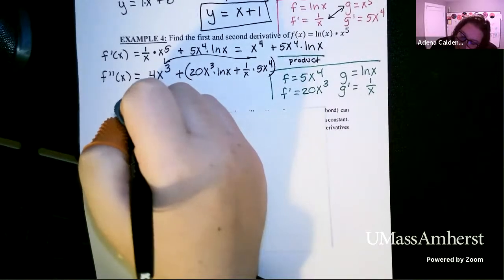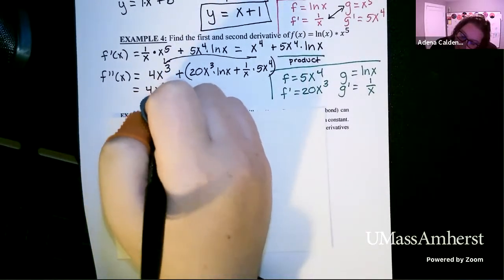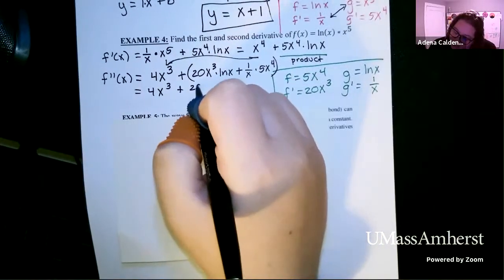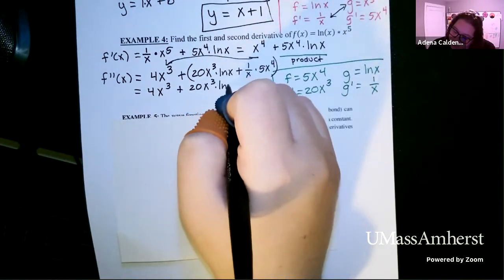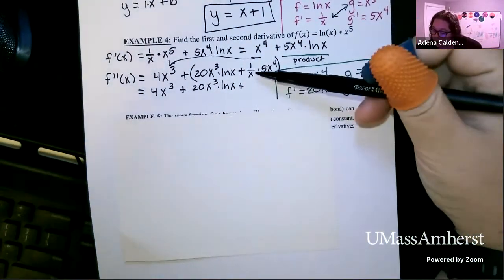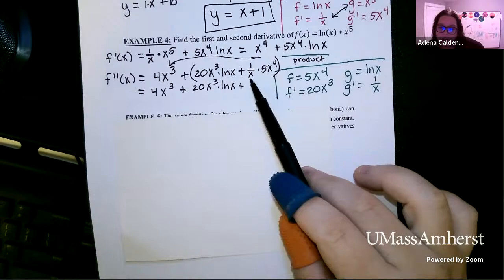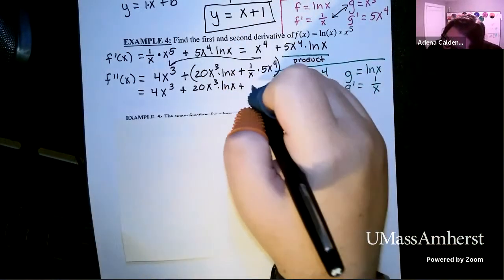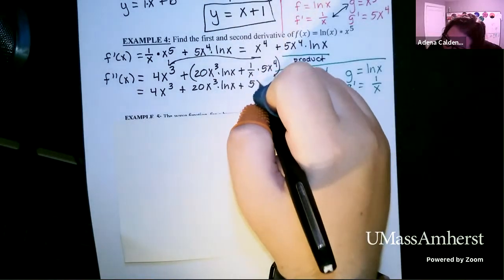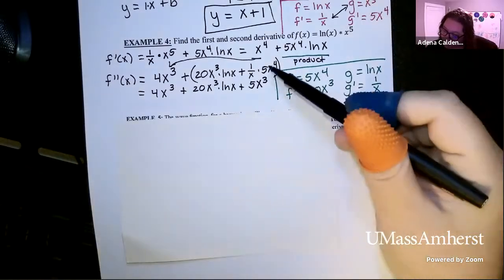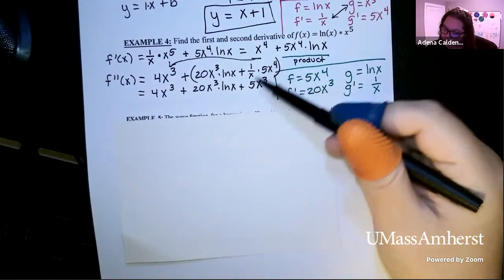But now I'm going to do some simplification. So first I'm going to start with simplifying this last term over here. So 20x cubed times ln x plus, now 5x to the fourth times 1 over x. The x's will simplify here. And I have 5x cubed, right? So one of these x's is going to cancel here.